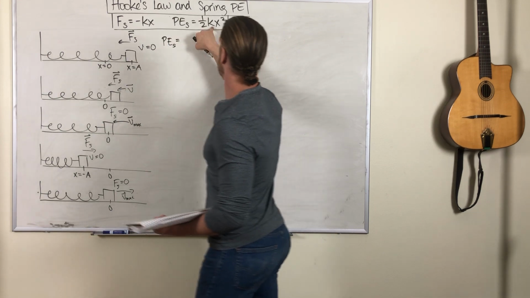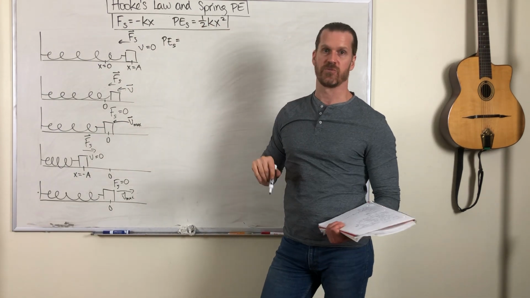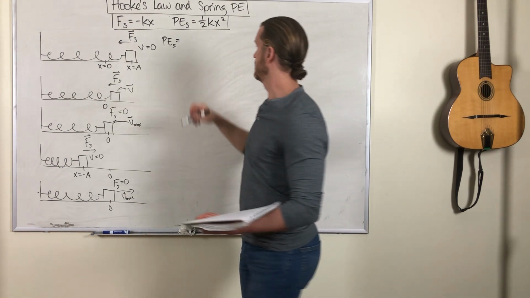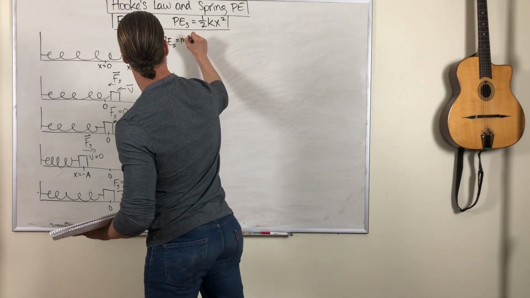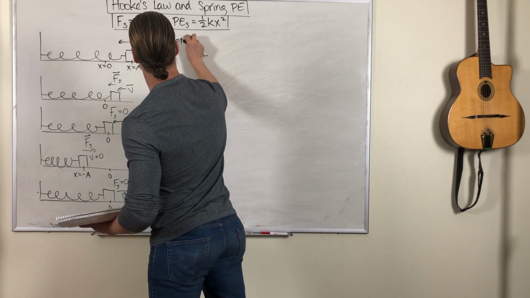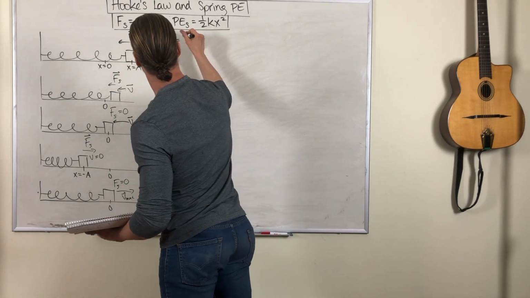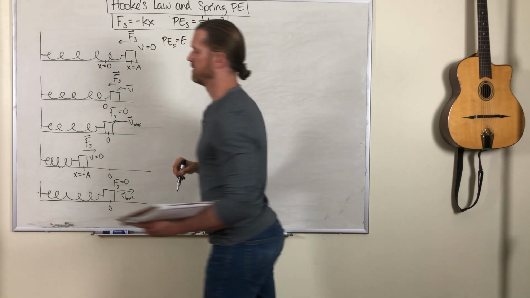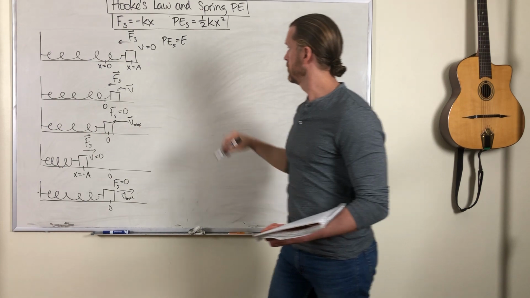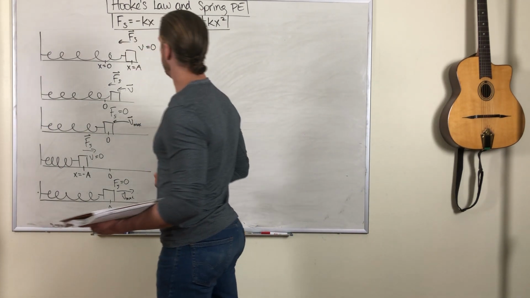We could even, if we wanted to, substitute A into this expression, 1/2 kA squared. So rather than saying max, let me say that the potential energy here equals the total energy of the system, and the KE is 0.